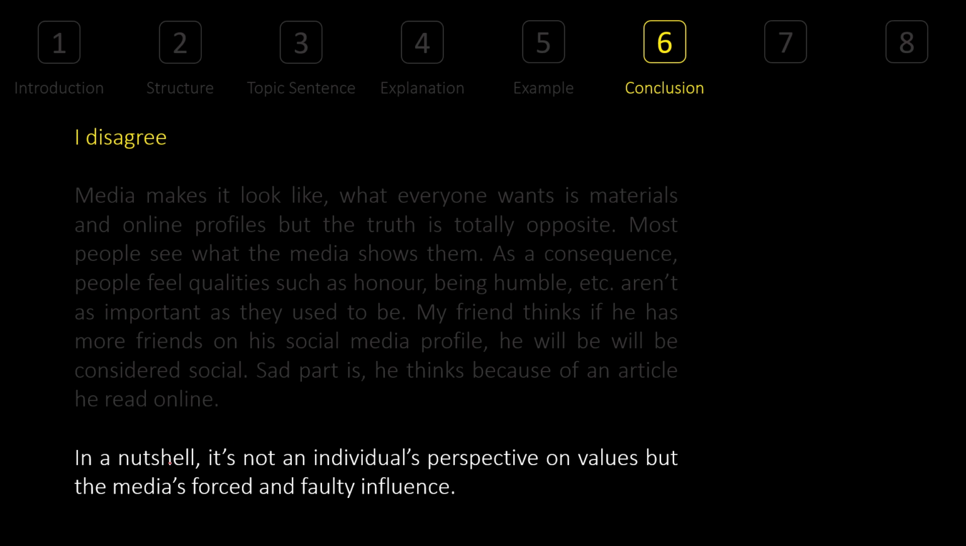And now we have the last part, written in a way to show that whatever I've shown you here can be concluded in a single sentence for you to revise. So the last sentence could be, in a nutshell, it's not an individual's perspective on values, but the media's forced and faulty influence. Okay, this is a conclusion that you can add in the end and it will become a whole body paragraph.